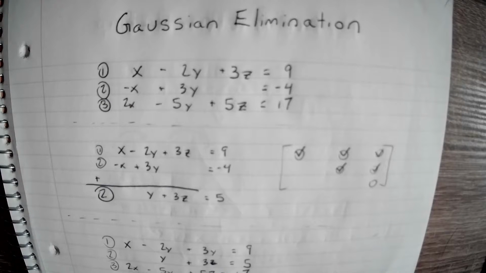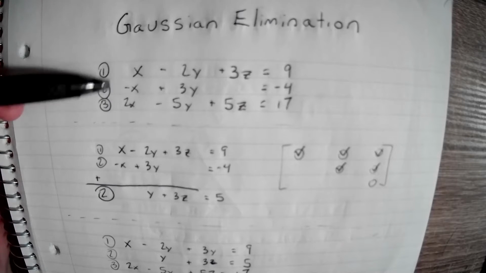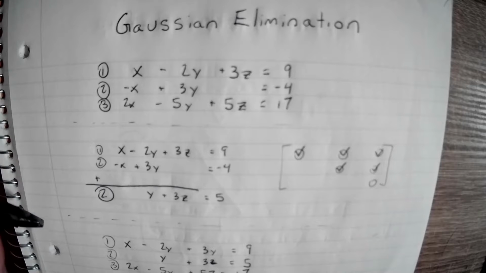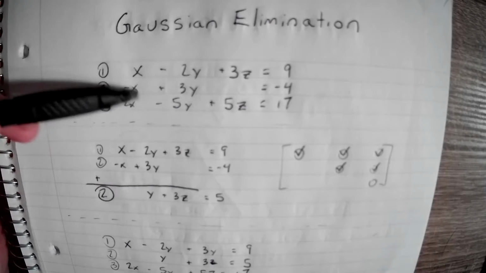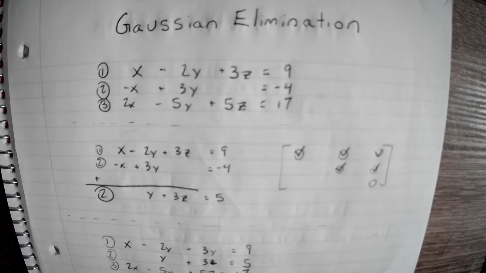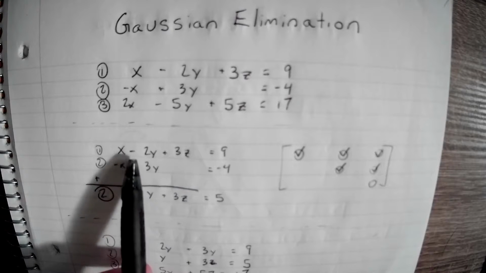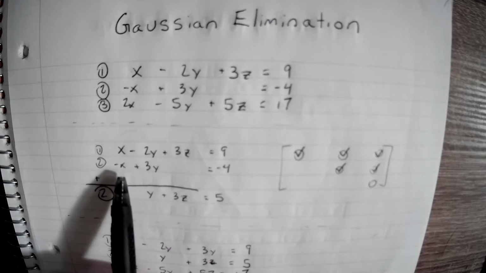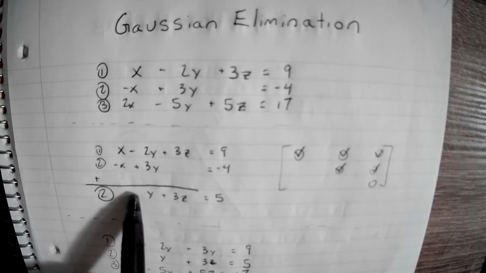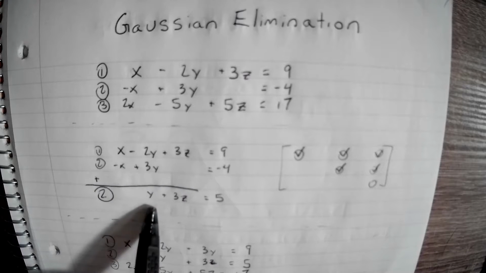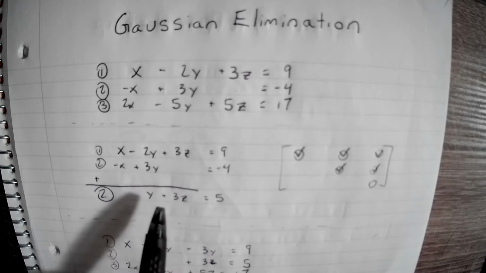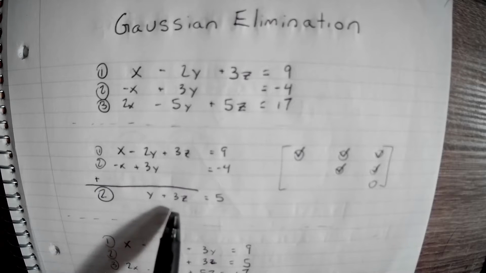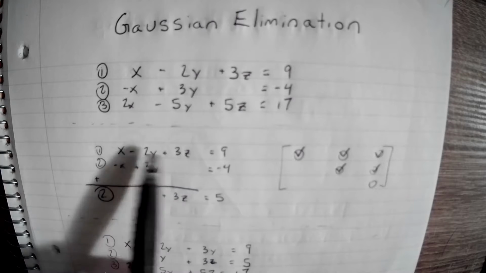So the first thing I see here is pretty easy. We see positive 1 coefficient, negative 1 coefficient on these two equations. So let's squish them together, and this will almost certainly eliminate one of the x's. Here we have the two equations, positive x, negative x. That eliminates to 0. Negative 2y plus 3y, we get 1y. Just a 3z here, we get 3z. So we have y plus 3z equals 5 as our final equation.